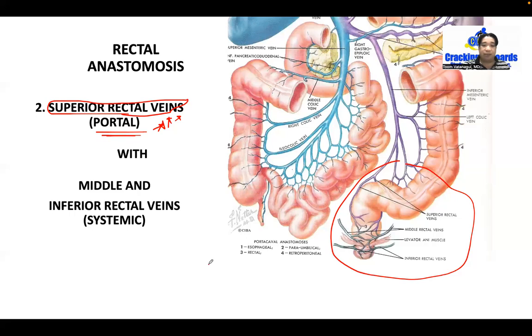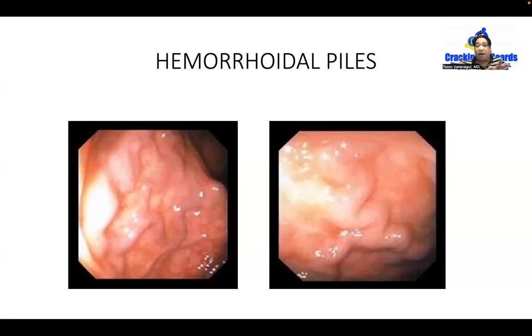So I hope everyone got this. Now here, these are the hemorrhoidal piles. Piles are hemorrhoids. Okay? So again, hemorrhoids associated with portal hypertension is superior rectal veins. Okay, superior. And what is that blood vessel again which is involved in esophageal varices? Esophageal varices. Come on. Ano yung ugat? Okay. Left gastric vein. Very good. It's the left gastric vein.